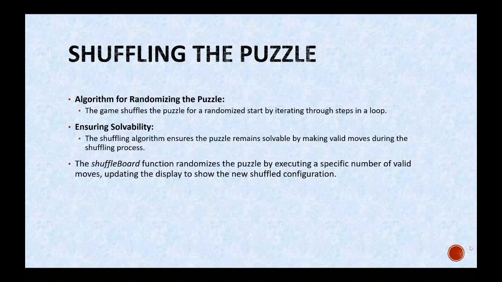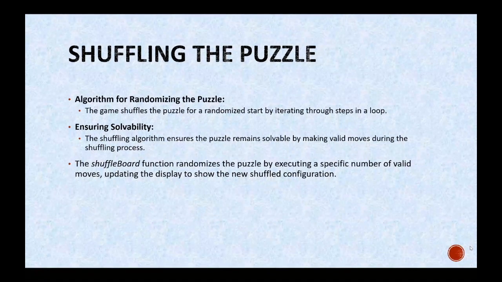Second, shuffling the puzzle. Algorithm for randomizing the puzzle. The game incorporates a shuffling mechanism to create a randomized starting position. A loop iterates through the set number of shuffling steps, ensuring a well-mixed puzzle. Ensuring solvability. The shuffling algorithm is designed to ensure the puzzle remains solvable. The puzzle is shuffled by making valid moves, maintaining solvability conditions.